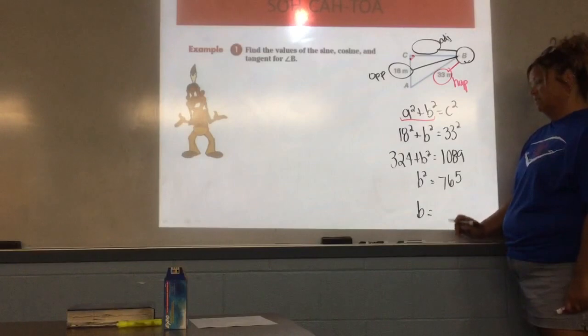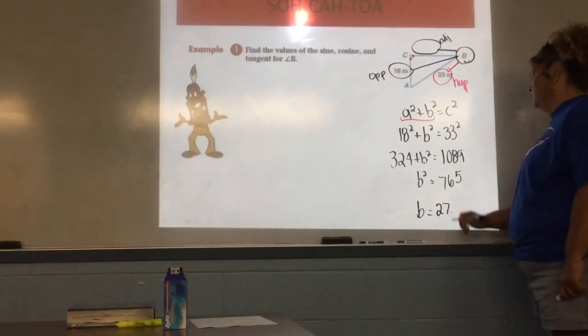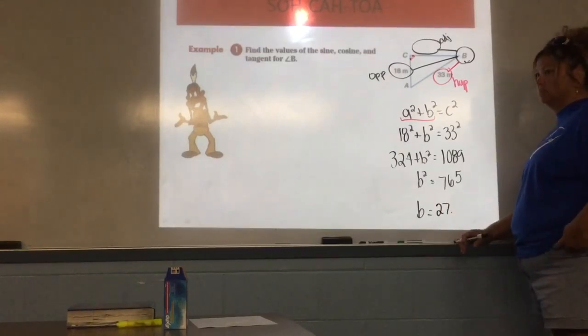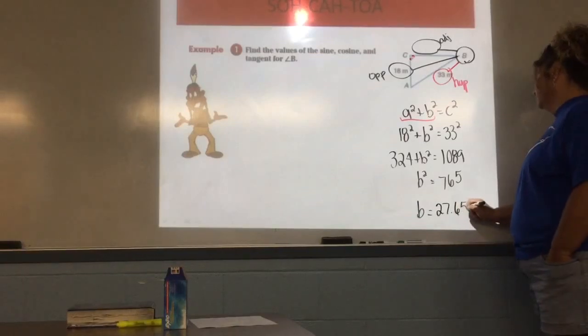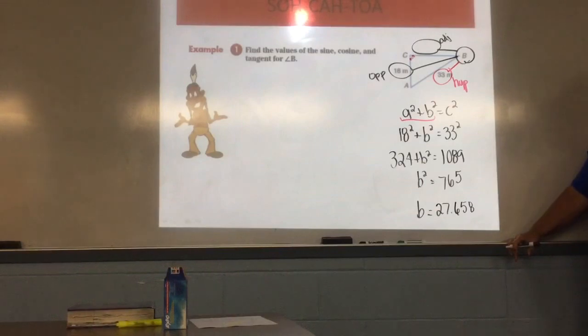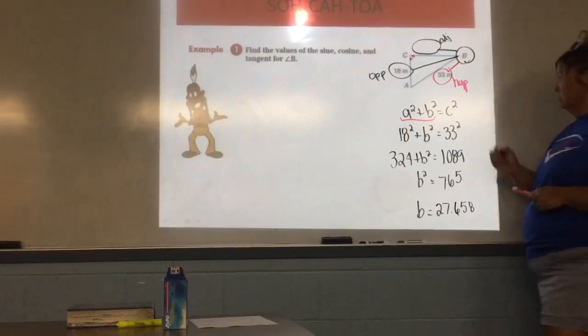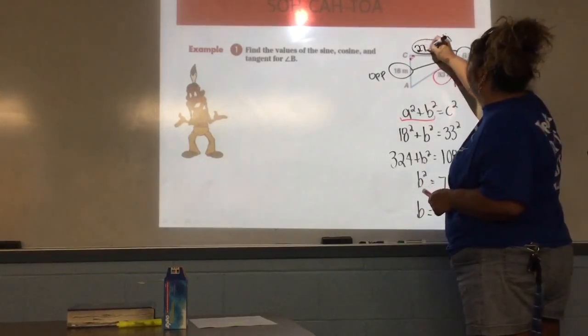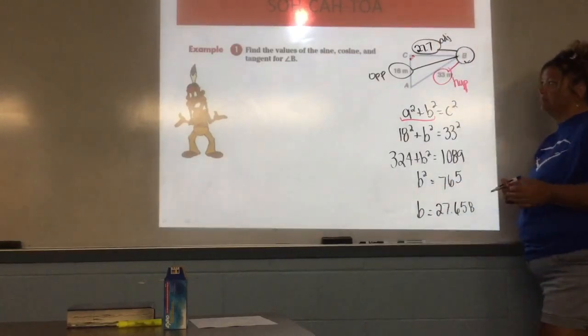So what is it? 27 point... not decimal, what do you want? Give me two or three decimals. 27.658. Okay, let's just round to the nearest tenth. So if I round to the nearest tenth, what would this be? 27.7. Good. So we're going to put 27.7 as our adjacent value.